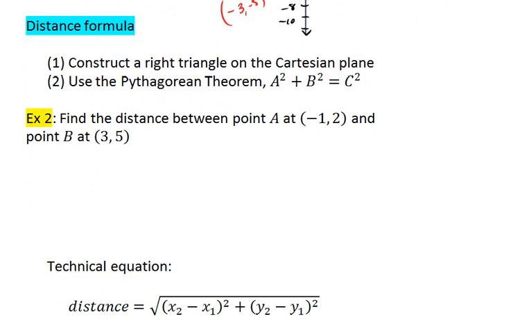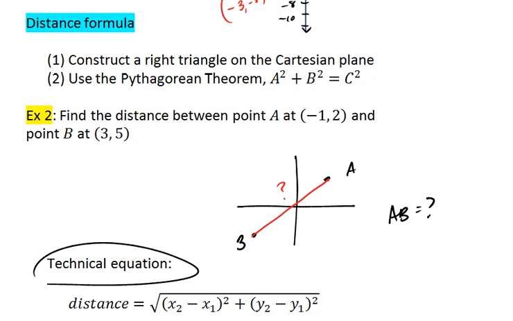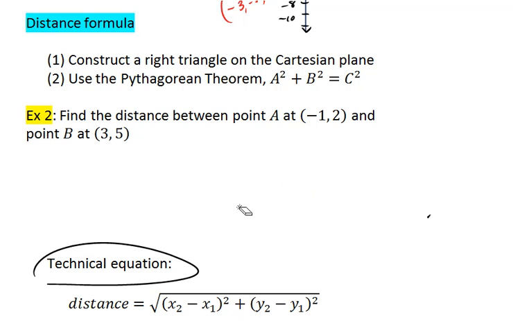A distance formula is letting us figure out, given 2 points, how do I find the distance between those points? So I want to know the length of segment AB. Now you can memorize the technical equation if you want to. The distance is the square root of x2 minus x1 squared plus y2 minus y1 squared. But essentially what that formula is doing is this two-part process up here.